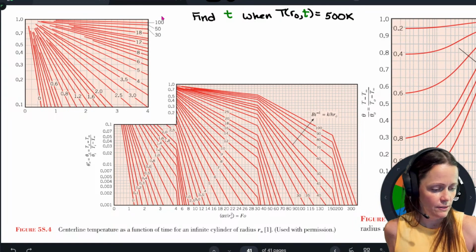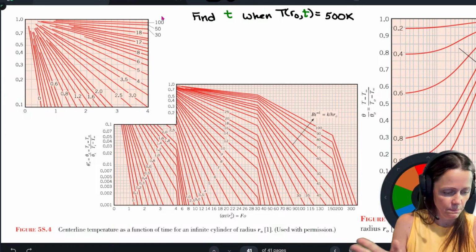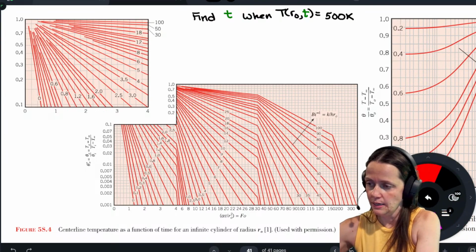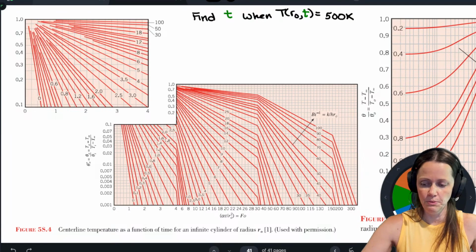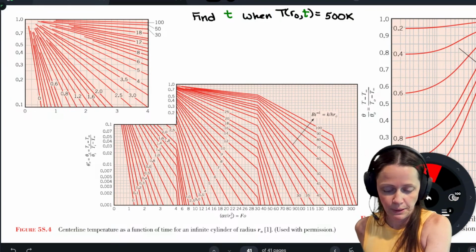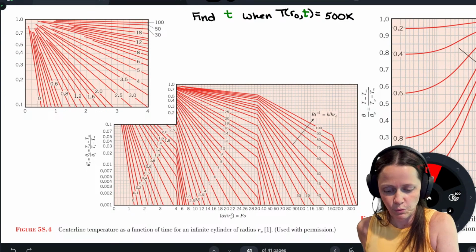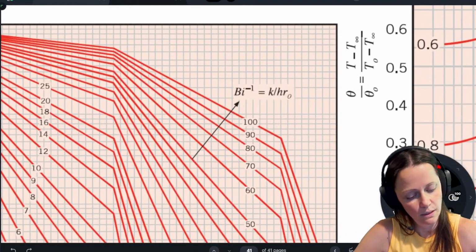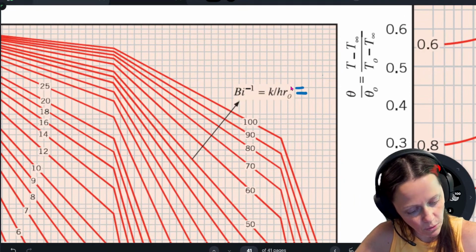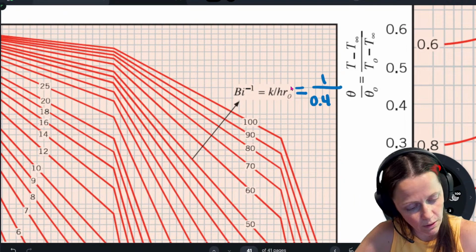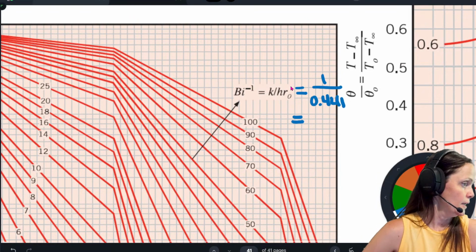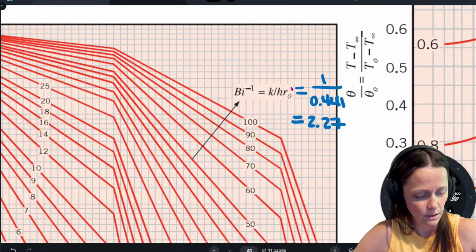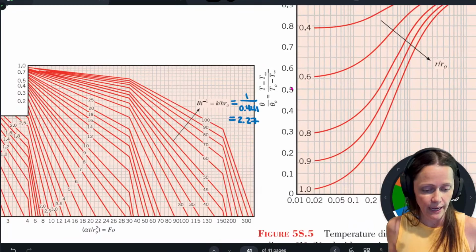And well, let's get the inverse Biot number. Let me go ahead and get things pulled up here. All right, so my Biot number was 0.441. So 1 over 0.441 is going to be 2.27. All right, so at least I have that.